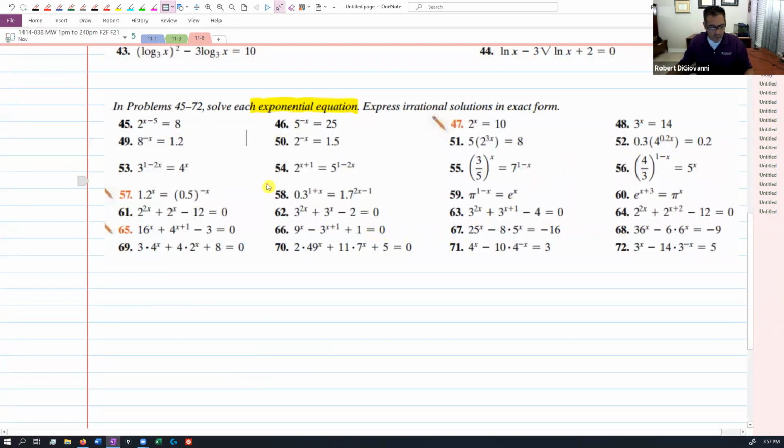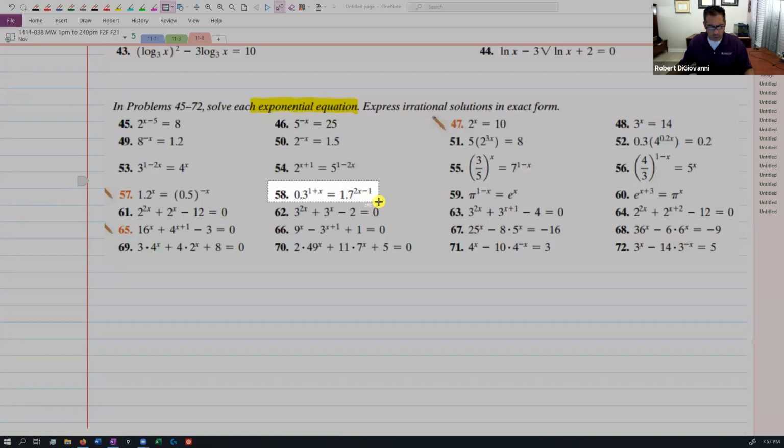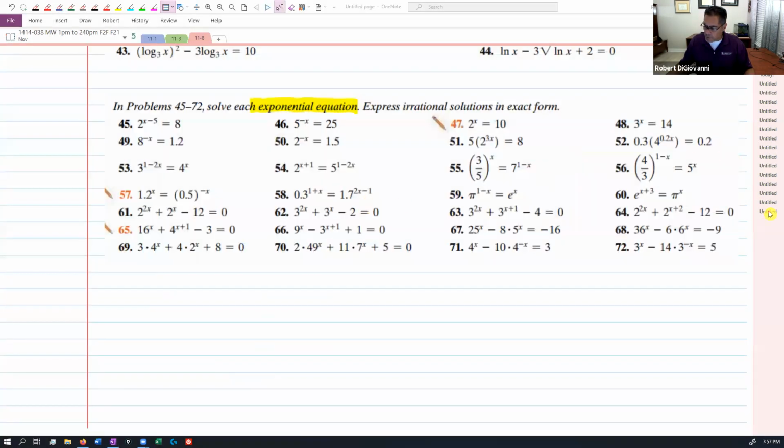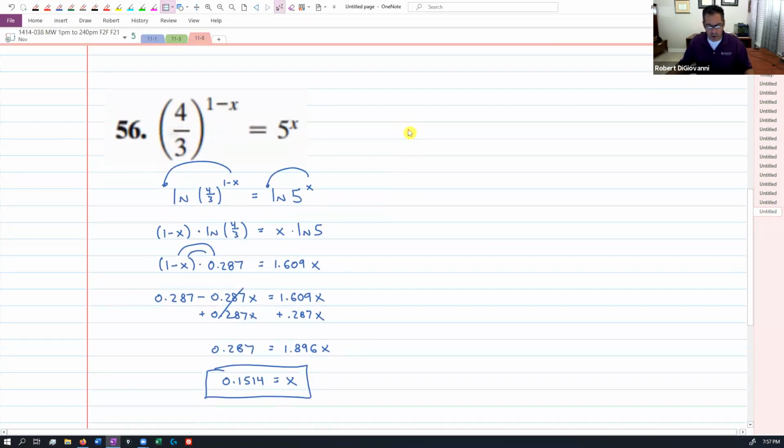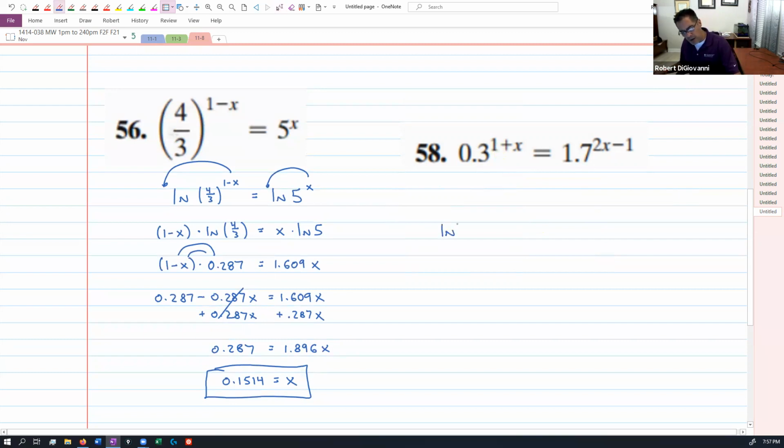All right, 58, pretty much same thing. But I'll be thorough. I'll go through all these. So let's go with that natural log. Natural log of the left side equals natural log of the right side. Drop the powers. Make sure they're in parentheses.